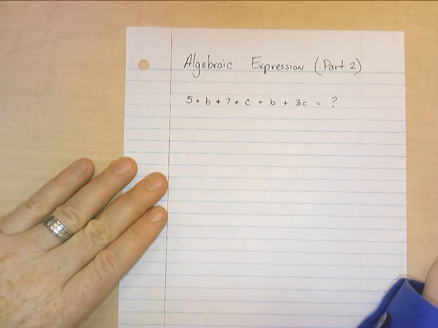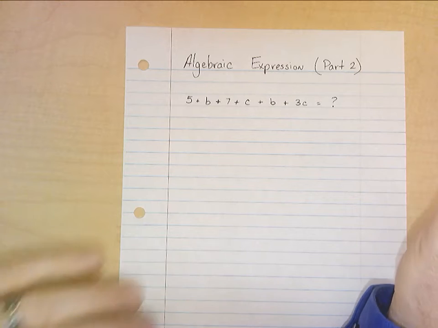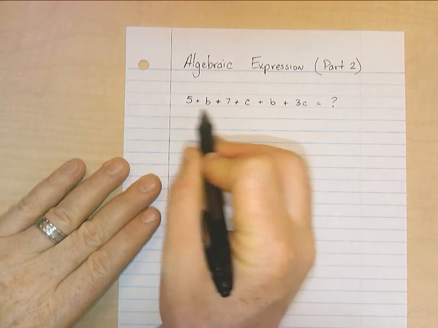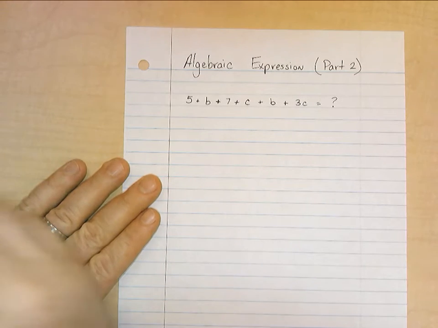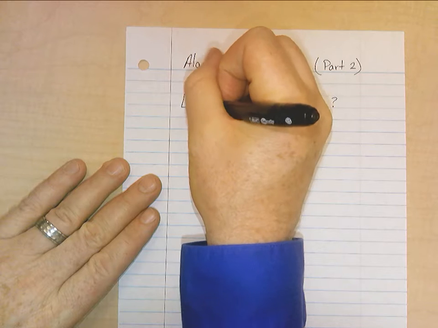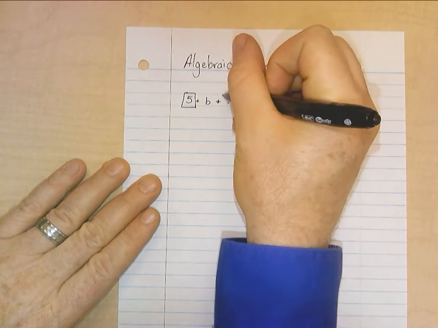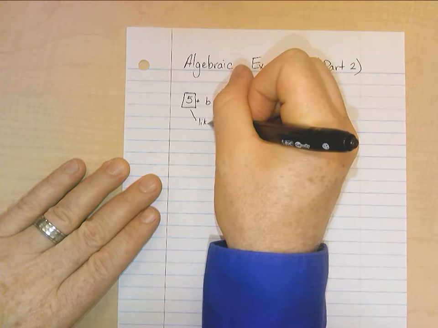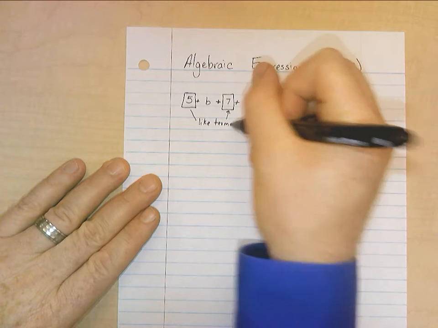Okay, again, what you're going to do is look for similar terms or like terms. In this situation, you're going to look for what looks like a 5. Are there any other numbers in this really large algebraic expression? Well, you've got a 5, and I'm going to put these numbers in a box. So these are like terms. Okay, so we're going to combine these like terms.